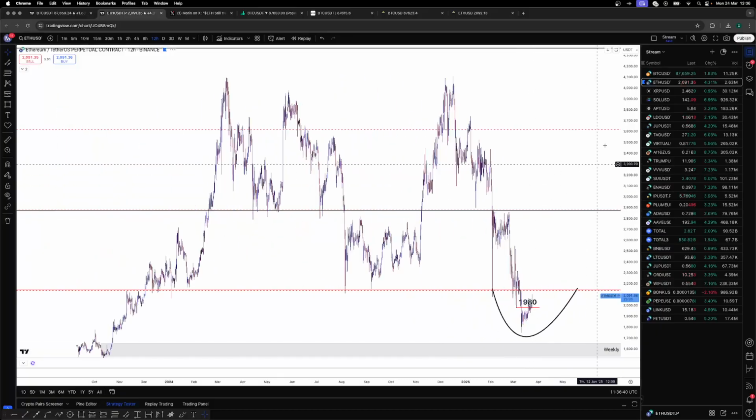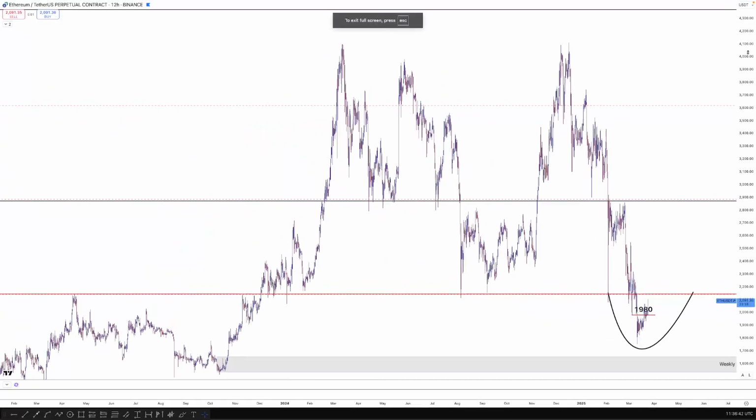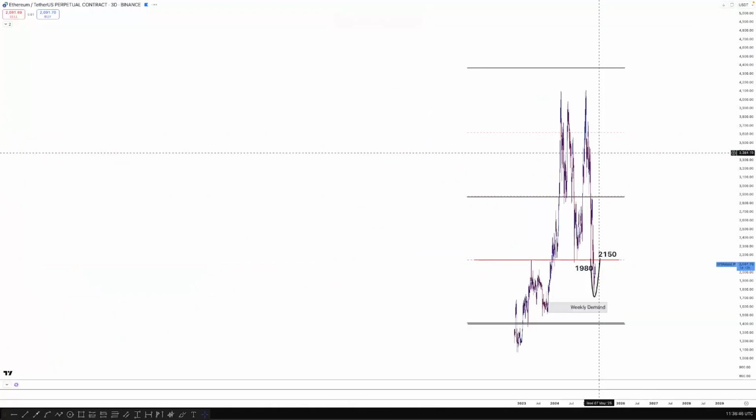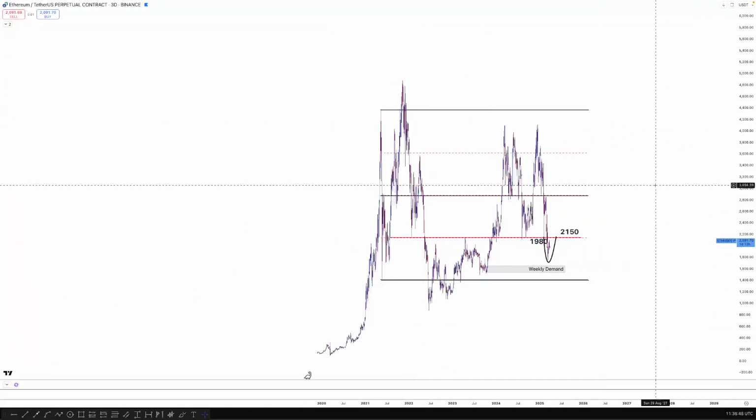For Ethereum, also the structure is bearish. Just to see, these are my high time frame levels.